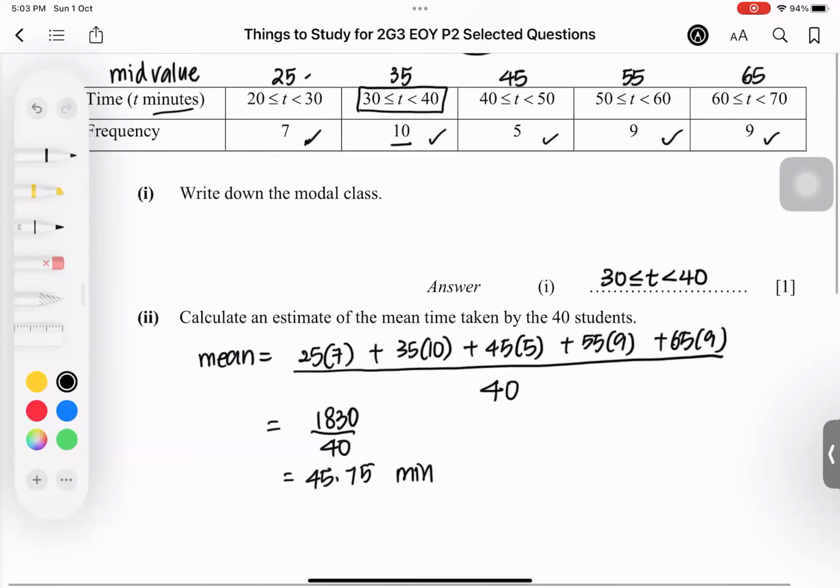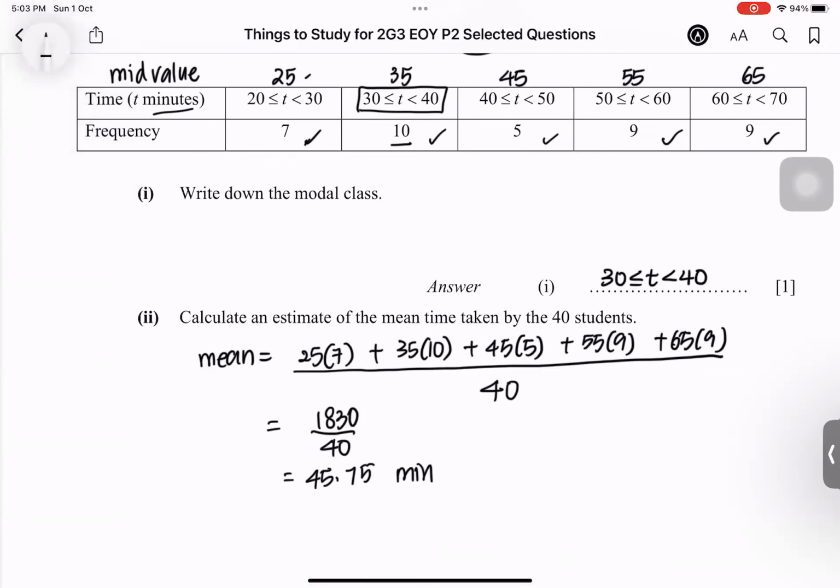Number one, no raw data. And for the estimated mean, we use what? We use the mid value to estimate the mean. So that's why it's just an estimated mean.